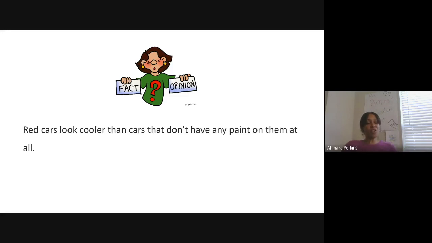Red cars look cooler than cars that don't have any paint on them at all. Cooler. Excellent. You found it. You were quick. You guys are getting this. Cooler is right. So that makes it an opinion statement. Good job.